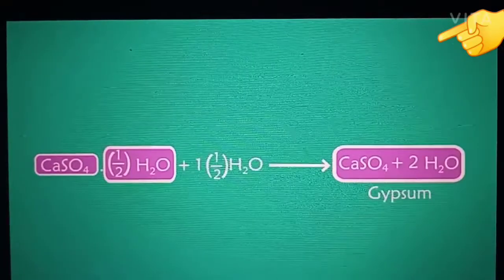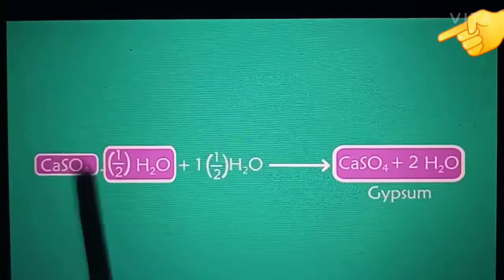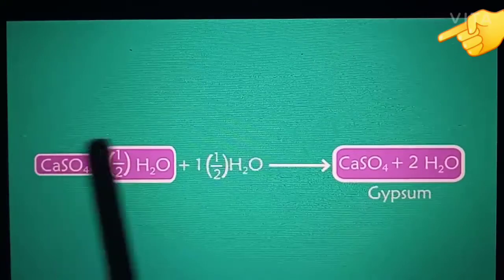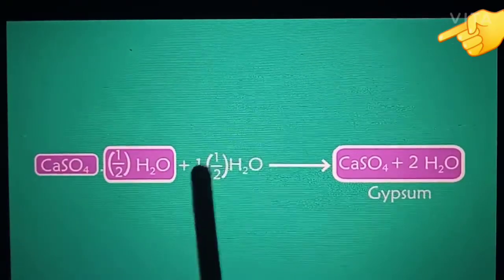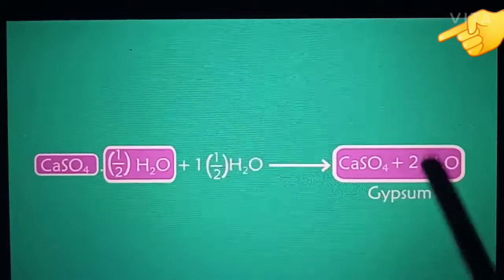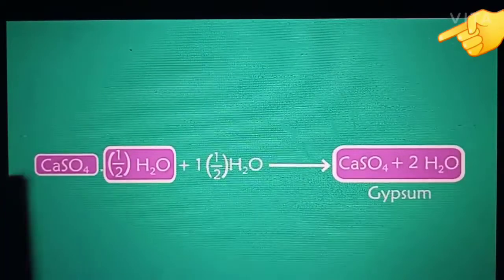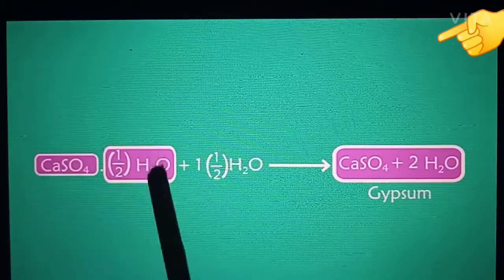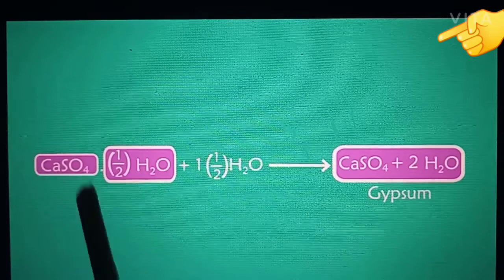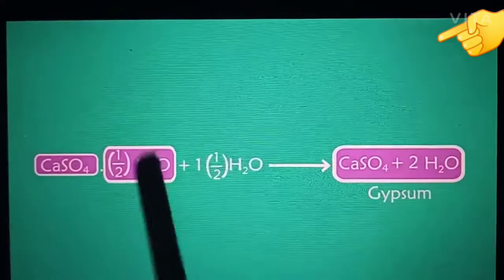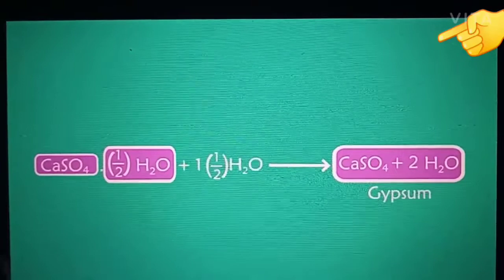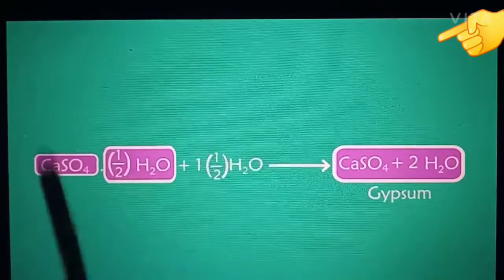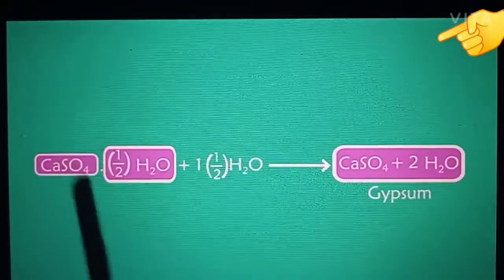You can observe in the reaction that when this hemihydrated calcium sulfate reacts with 1.5 water, we get gypsum, or from gypsum on heating we get plaster of Paris. So why is it half of H2O? One molecule can contain half of H2O, or we can say that 2 units of calcium sulfate have one particular mole of water.